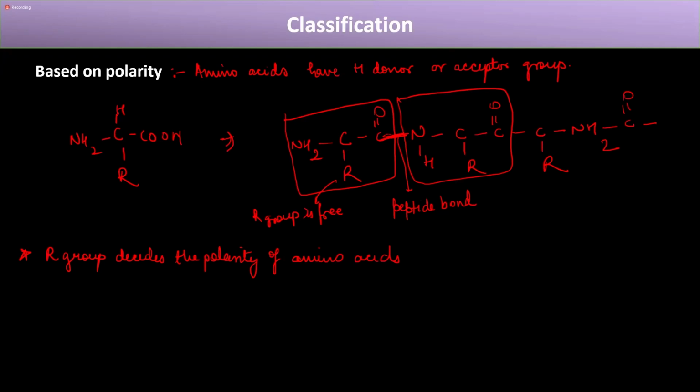So if you divide the amino acids based on polarity, you will do it by keeping in mind the R group present on that amino acid, not the NH2 and CO group present on the alpha carbon. One more thing, the carbon on which this R group is attached is known as the alpha carbon. So we decide the polarity based on the R group present on the amino acid.